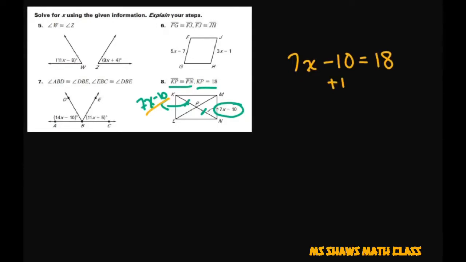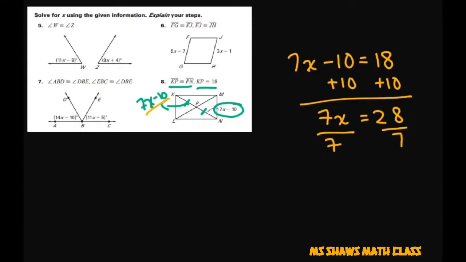Add 10 through your addition property of equality. So you get 7x equals 28. Use your division property of equality by dividing. Therefore, you get x equals 4.